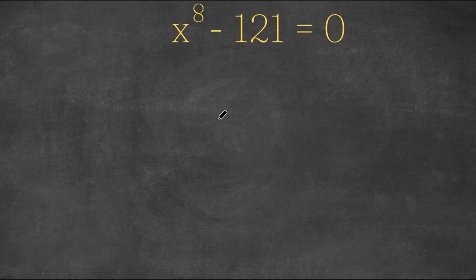In today's video, I'm going to be teaching you guys how to solve this exponential equation. So we have x to the power of 8 minus 121 equals 0.